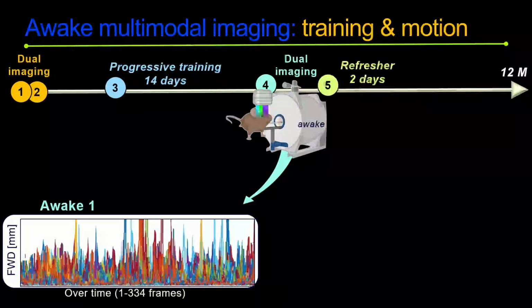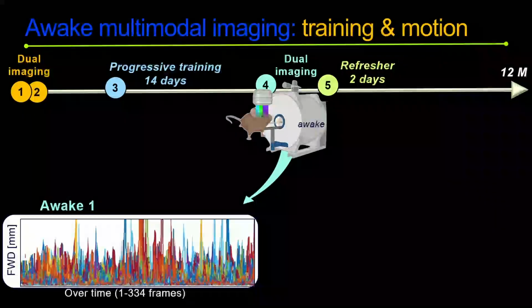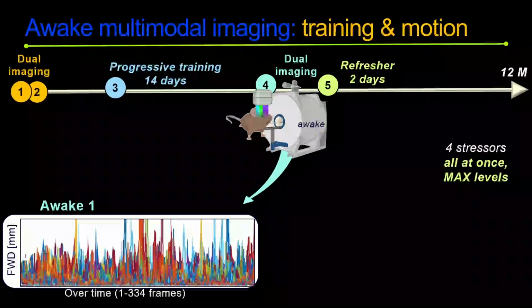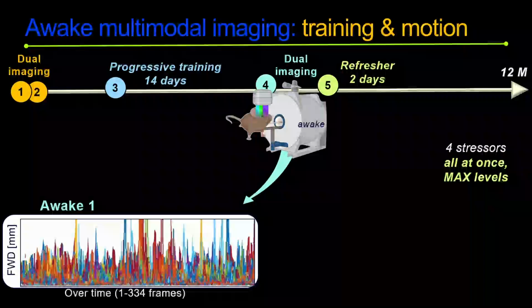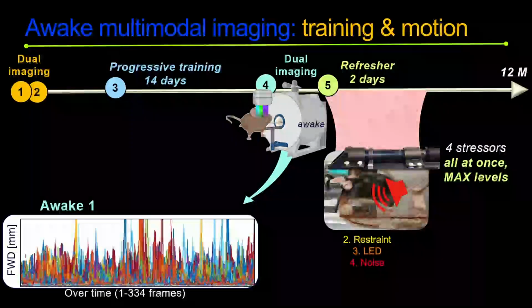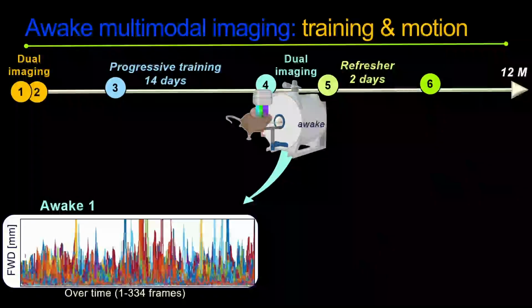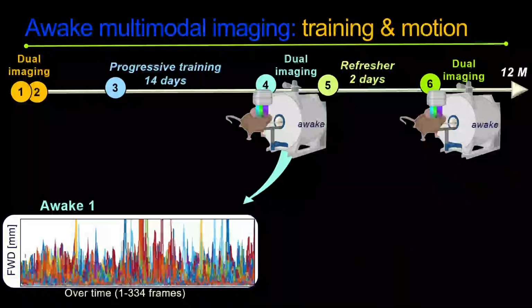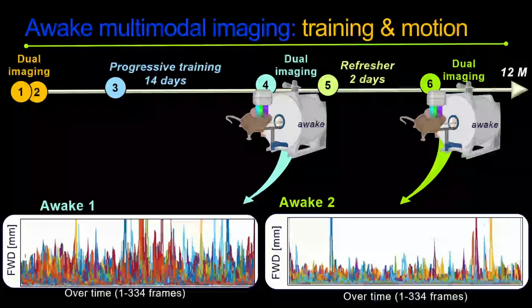After this, we refreshed the memory of the animals for 2 days, where we provided all the stressors all at once with full force. And then, of course, second awake imaging session, which in this case led to a drastic reduction in motion. So we can see already that the effect of the refresher is quite prominent here.